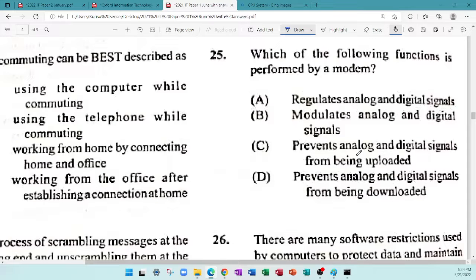25. Which of the following functions is performed by a modem? Modulates analog and digital signals. Any other comments? It doesn't prevent anything because it has to send that data. It modulates it. So what does modem stand for? Modulator, demodulator. Good.